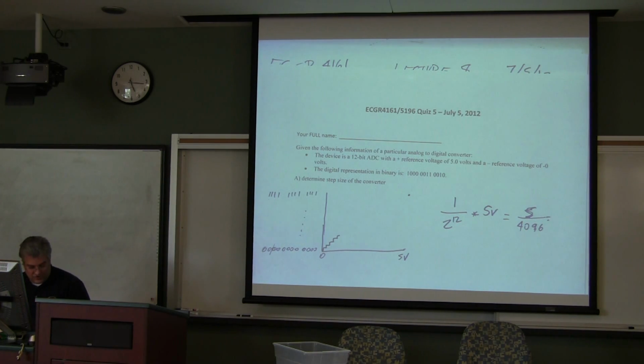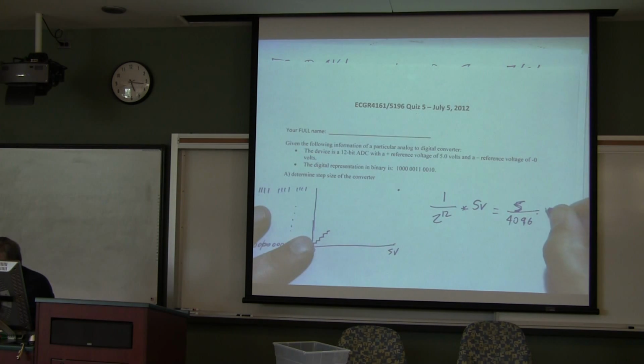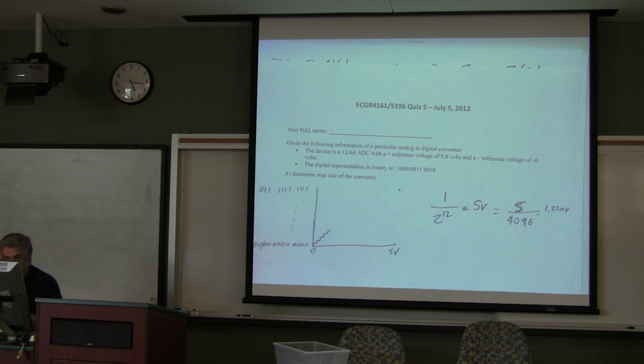The answer is 0.001222, which is 1.22 millivolts per step. You got that one? All right, and which one was the digital value?